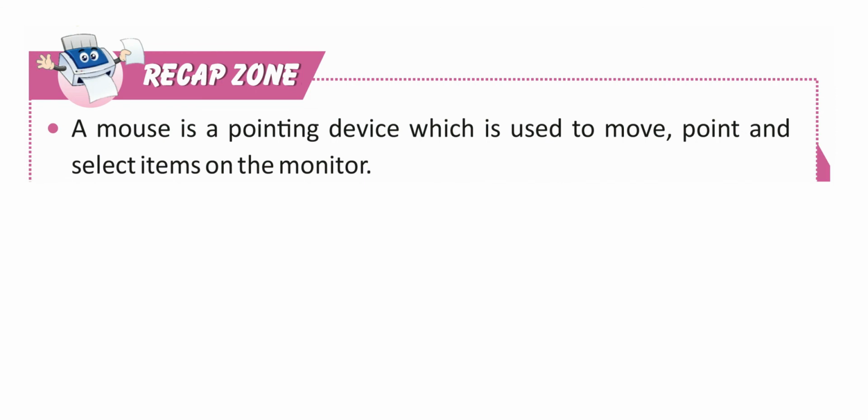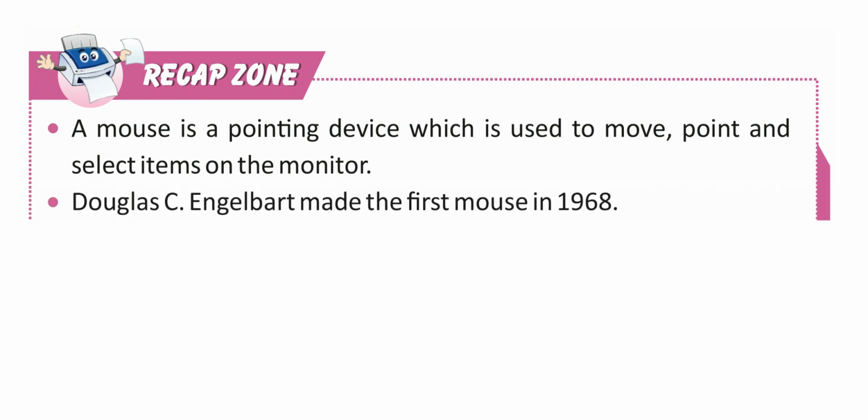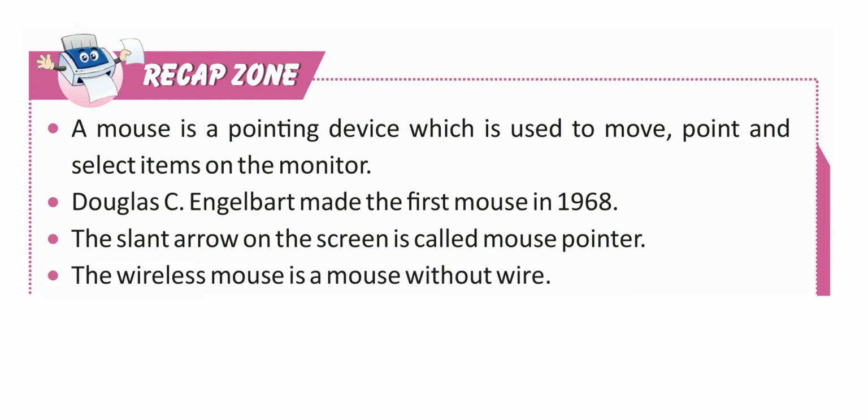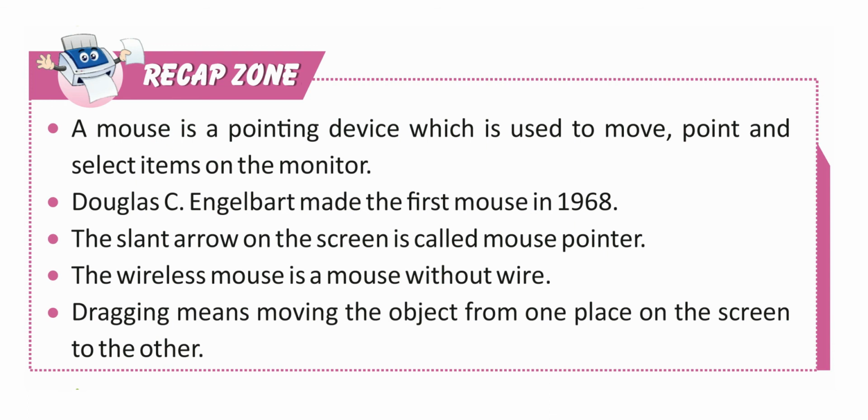Recap zone. A mouse is a pointing device which is used to move, point and select items on the monitor. Douglas C. Engelbart made the first mouse in 1968. The slant arrow on the screen is called mouse pointer. The wireless mouse is a mouse without wire. Dragging means moving the object from one place on the screen to the other.